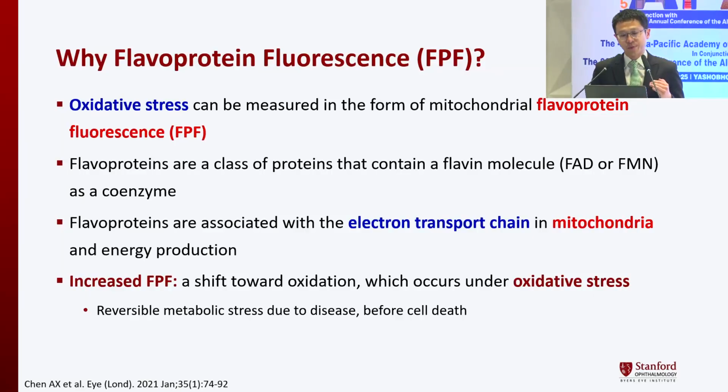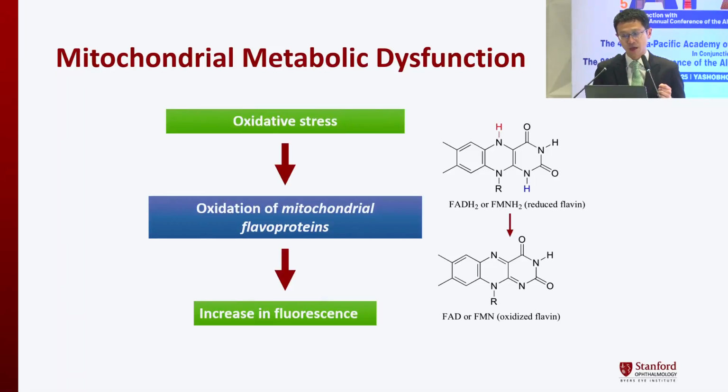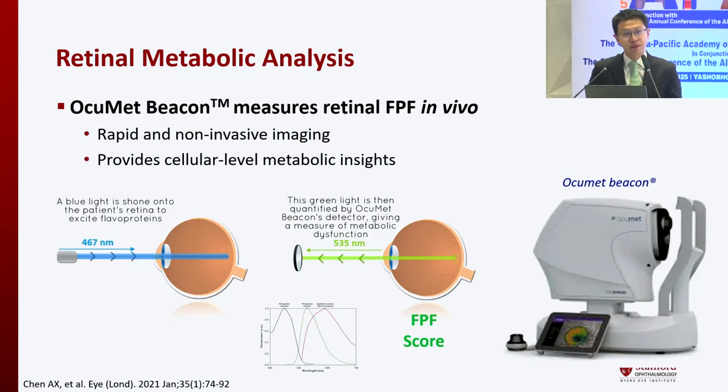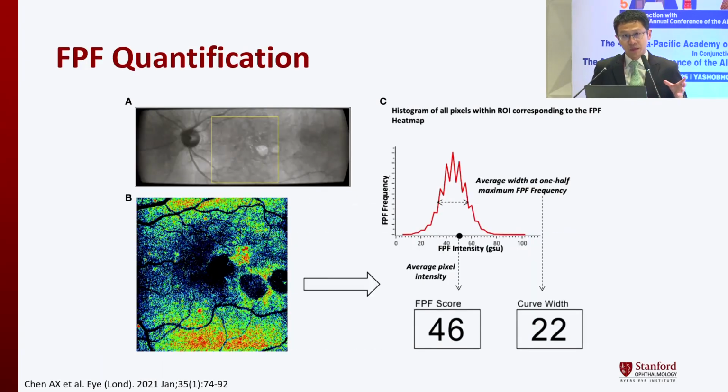If there is increased FPF, that means there's a shift toward oxidation, which occurs under oxidative stress. This is a diagram showing that oxidative stress leads to an increase in fluorescence. Therefore, this machine can detect flavoprotein autofluorescence in a rapid and non-invasive imaging way. It can also provide cellular-level metabolic insights. On the upper panel is the normal FAF, and the lower panel is the imaging that OcuMet Beacon can provide after proper analysis.